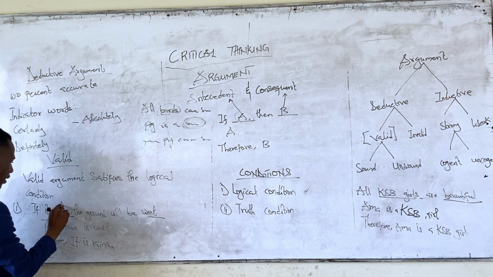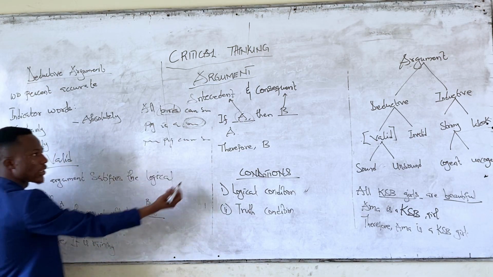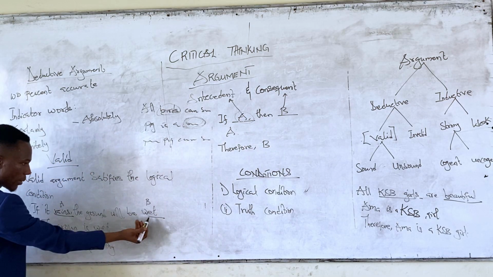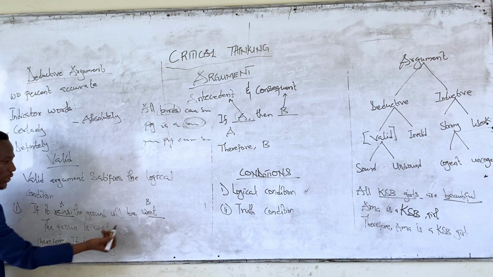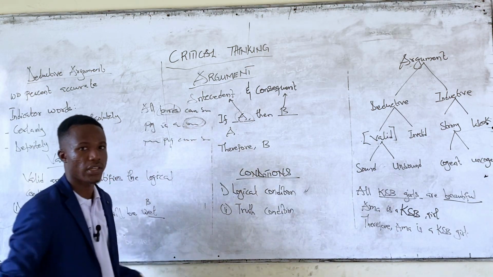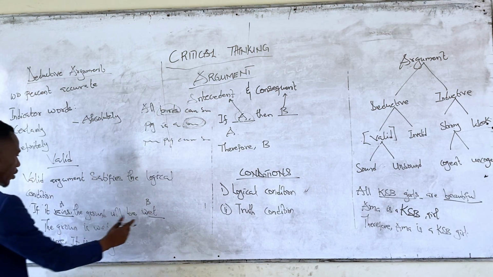This is A, and this is B. Now B has come down here. You see, it is A that is supposed to be here. So now B has come down here. So since B is here, it means the argument is what? Invalid. Period. You get it? It means the argument is what? Invalid. And that is what we mean.